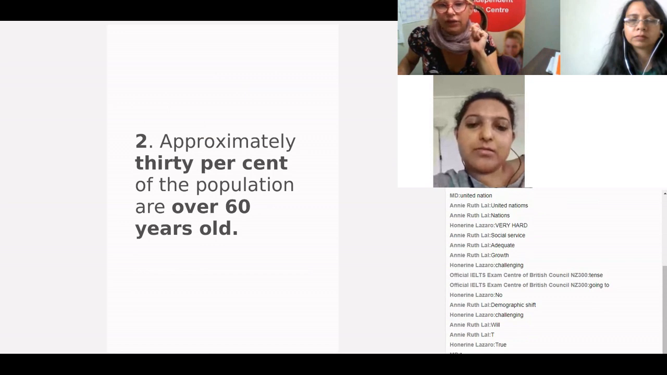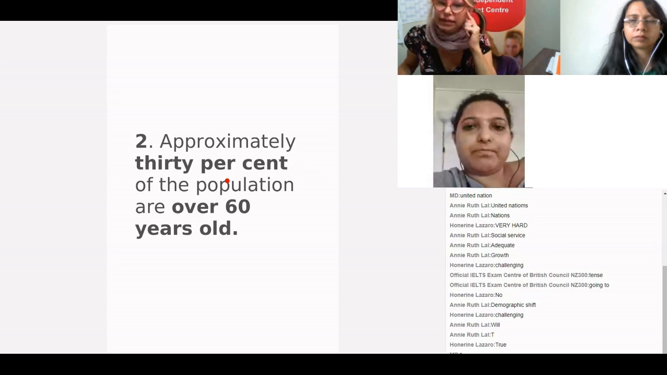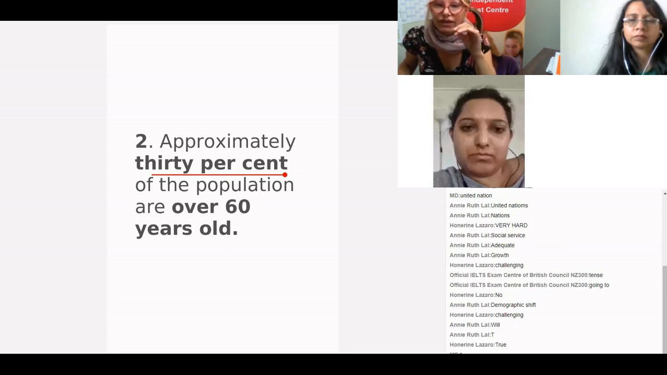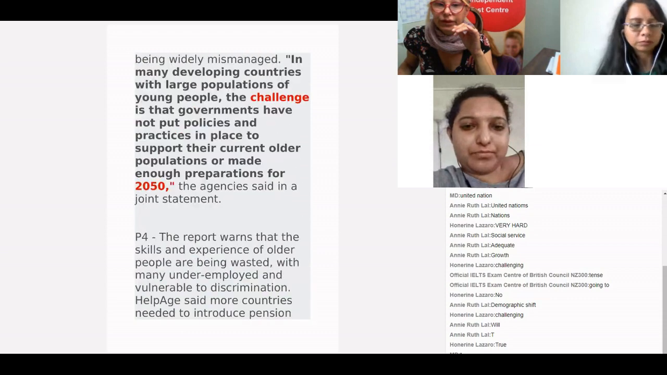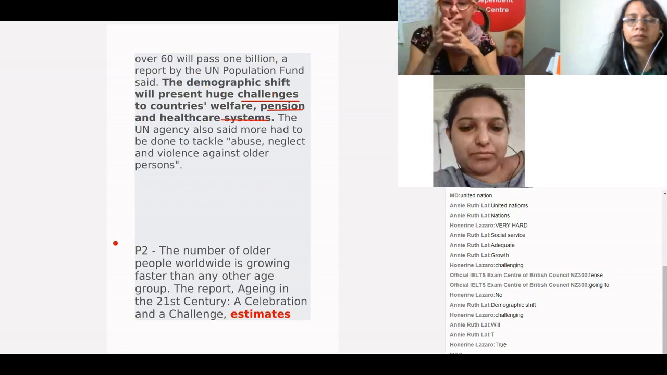Okay, second question. Approximately 30% of the population are over 60 years old. All right, so we've got to keep in our mind this 30%. That's 30 out of 100. Not quite a third, but 30% is just less than a third of the population are over 60 years old. So just remember here, the tense is the present simple tense, so it's are, and then we're looking for over 60 years of age. Okay, so we're on to paragraph 2 now.